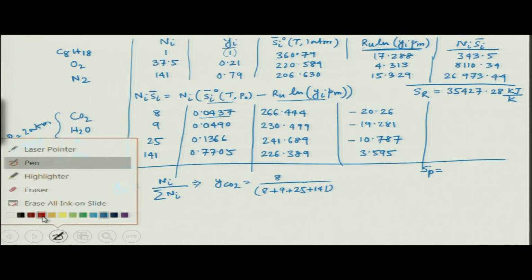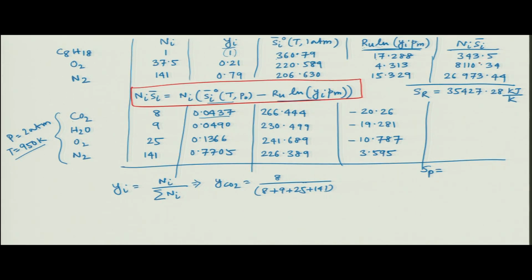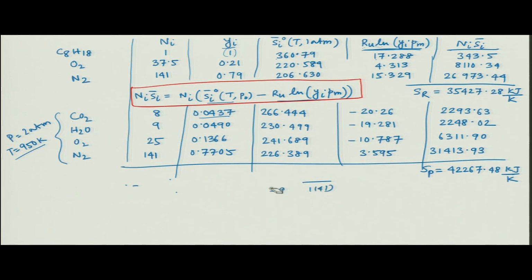Now, if you calculate Ni Si bar, which is nothing but this expression I have written here, that is how we are evaluating the last column. So, if you plug in the numbers and do the calculation, you will get 2293.63, 2248.02, 6311.90, 31,413.93, and now you have to add all of them, and after adding you will get the entropy of the products that is leaving the turbine, and this is the value in kilojoule per Kelvin. So, now you know this, and we can calculate the exergy destroyed during this process.